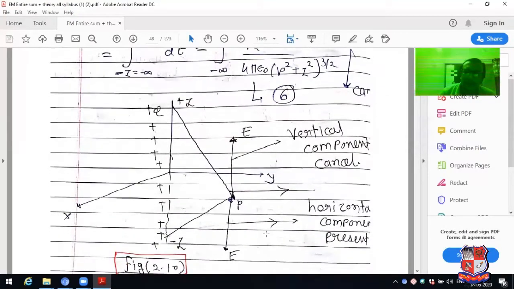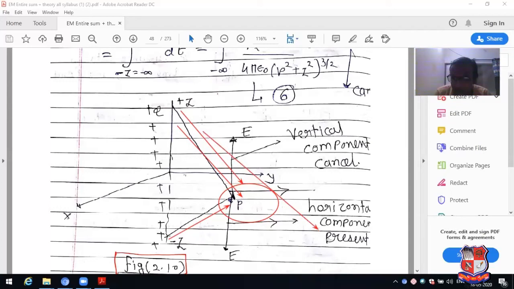Now see this, at this point we would like to determine the electric field. Here there is plus Q charge, so due to this plus Q charge, the electric field is present in the outward direction. And here also plus Q charge, where the field depends on the vertical direction, and here the field depends on the horizontal direction. See this particular direction. So the vertical components cancel each other, and only the horizontal component is present.